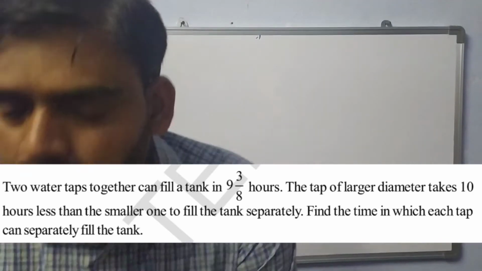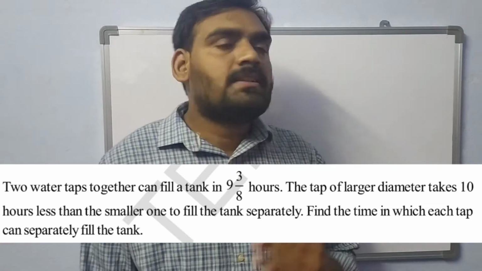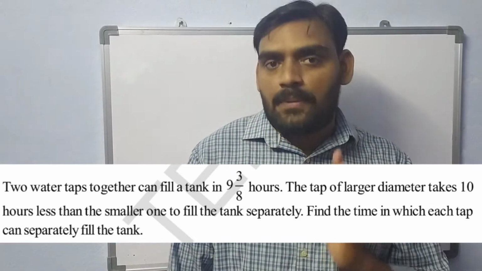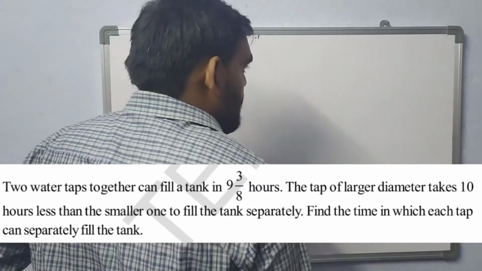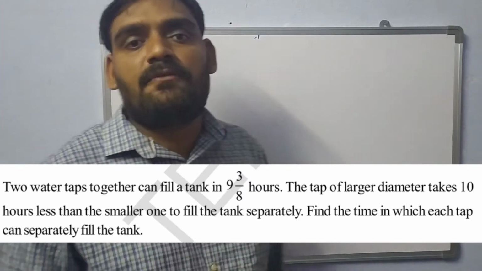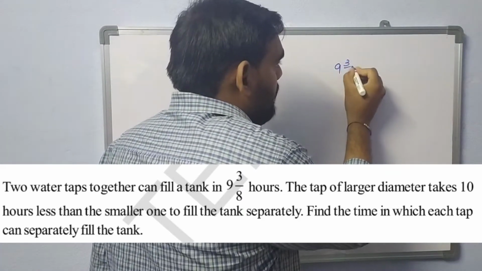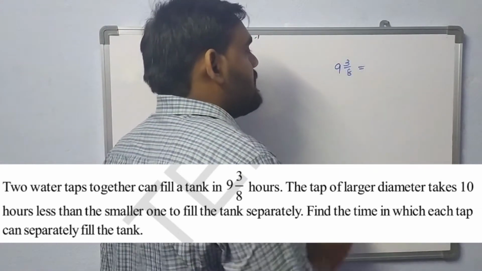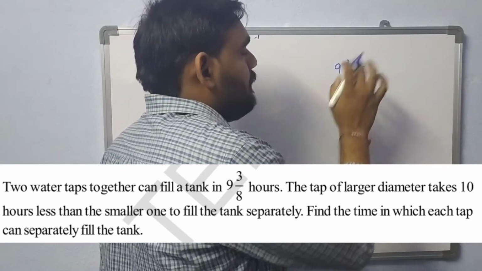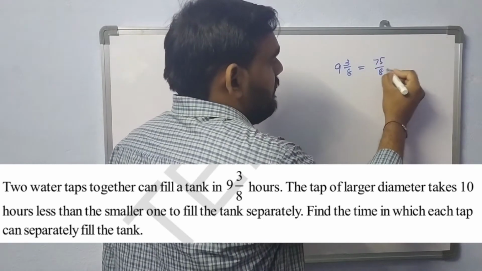So in this problem, we need to find the time taken by each tap when they fill the tank separately. First of all, they gave the information that two taps can fill the tank in 9 3/8 hours. It means we can convert this into an improper fraction, so 75/8 hours.